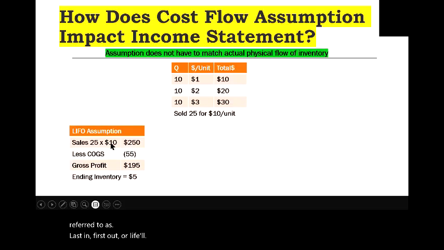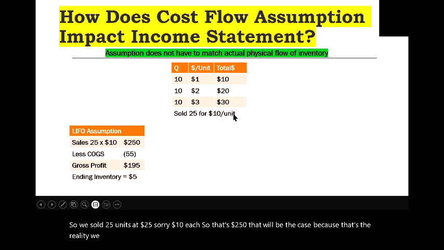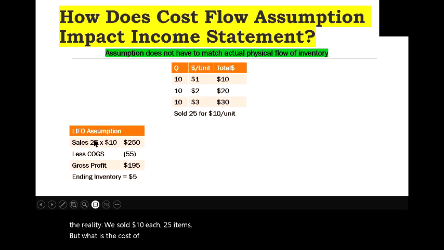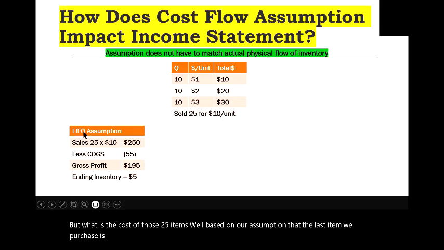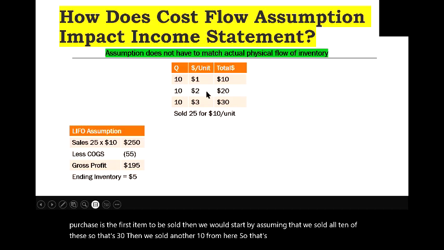So we sold 25 units at $10 each, so that's $250. That will be the case because that's the reality. We sold $10 each, 25 items. But what is the cost of those 25 items? Well, based on our assumption that the last item we purchased is the first item to be sold, then we would start by assuming that we sold all 10 of these, so that's 30. Then we sold another 10 from here, so that's 20. 10 times 2, of course, would be the $20, so that's a total of 50.